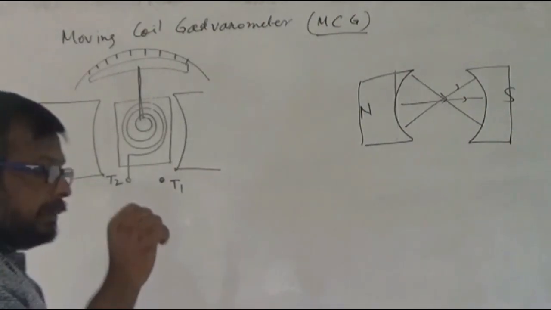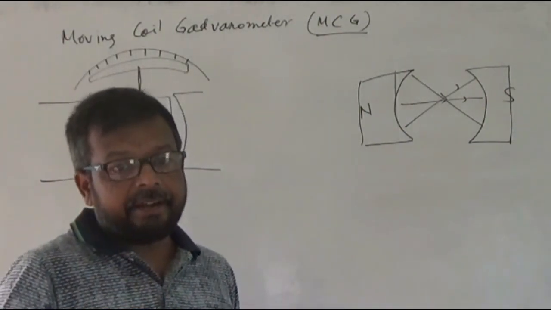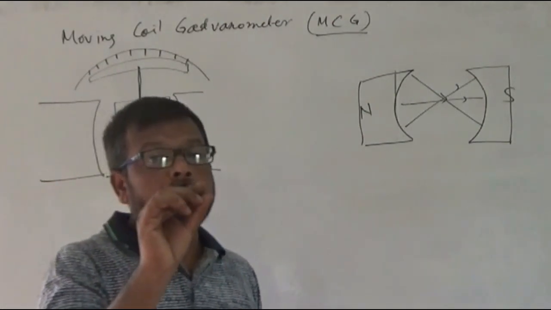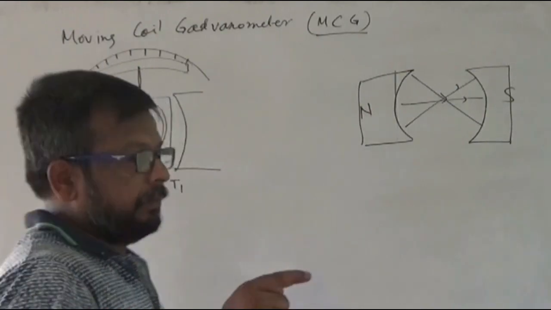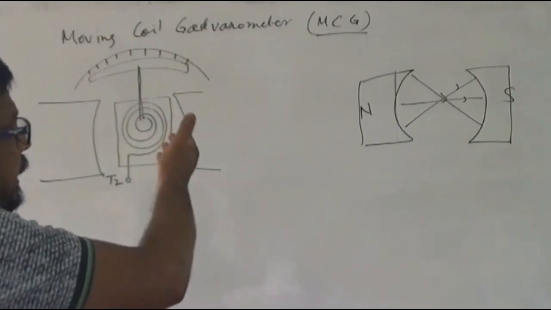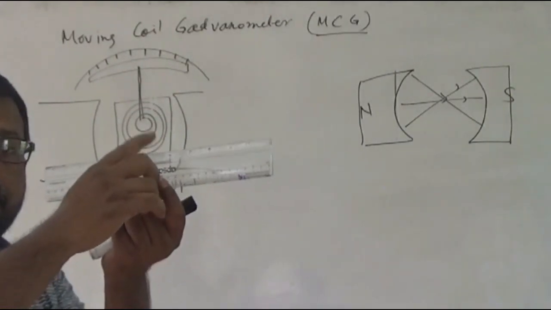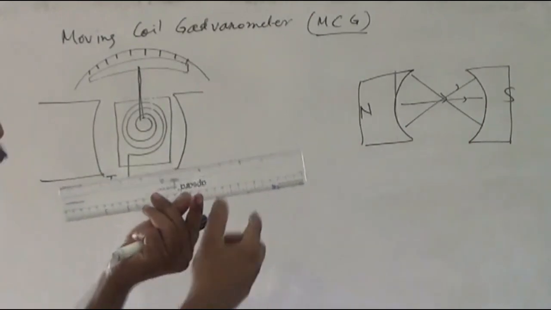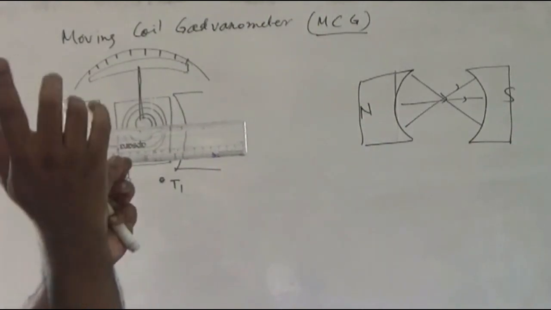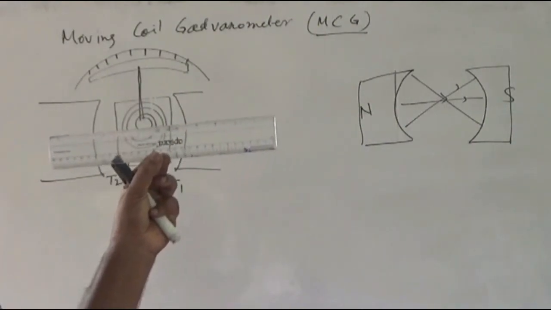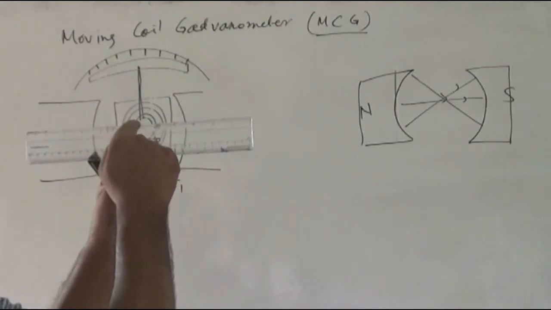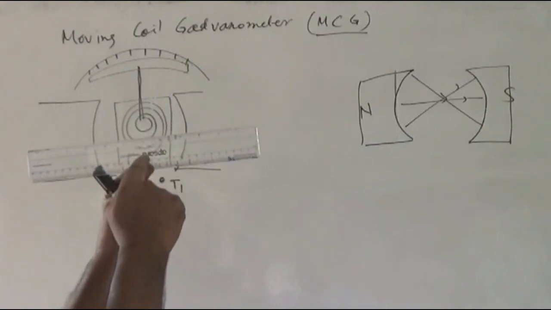Now, in the phosphor bronze thread in which the coil is suspended, there is a small mirror. If light falls on the mirror, then it will reflect, and that reflected light will fall on this scale, and from here we can see the spot of the light. When there is no current, it will be so adjusted that the light will be on the 0 point, at this point 0.